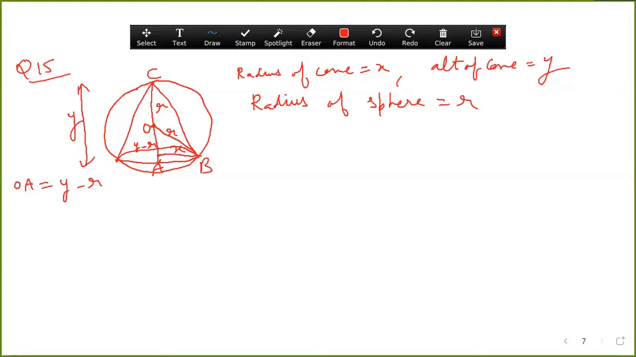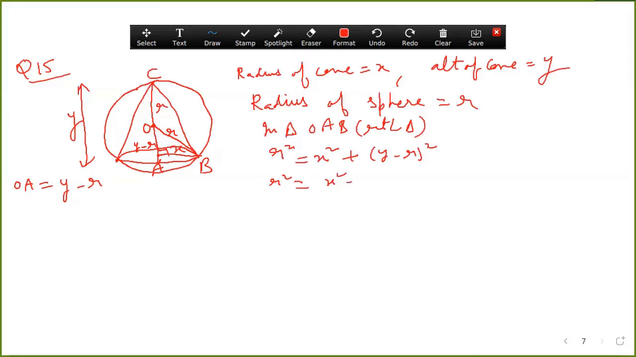Now from the figure we can see in the triangle OAB, this is a right angle triangle. So by applying the Pythagoras theorem we can write r square is equal to x square plus y minus r whole square. Simplify it: r square is equal to x square plus y square plus r square minus 2yr. The r square cancels. What you are getting? x square plus y square is equal to 2yr.